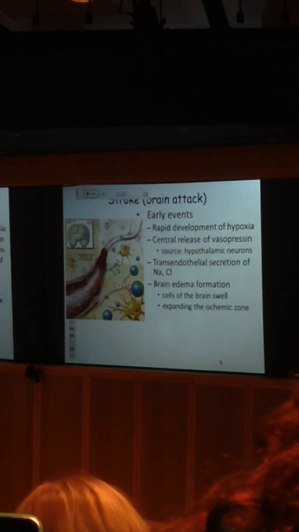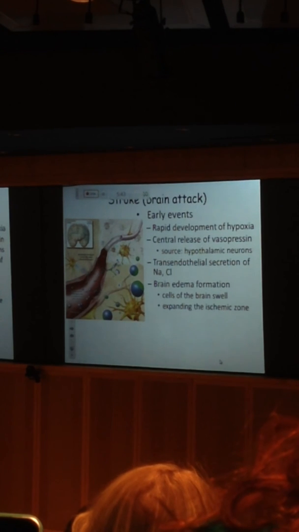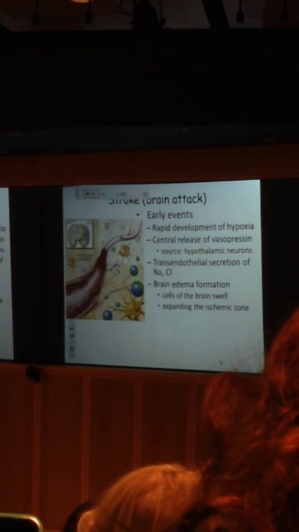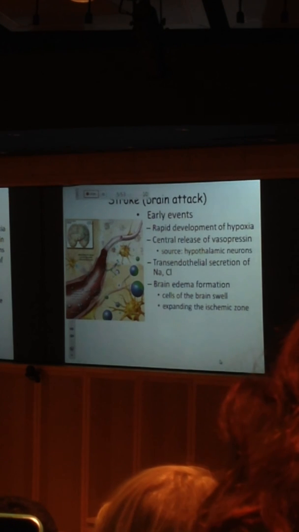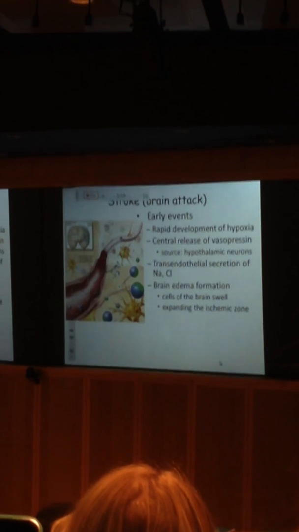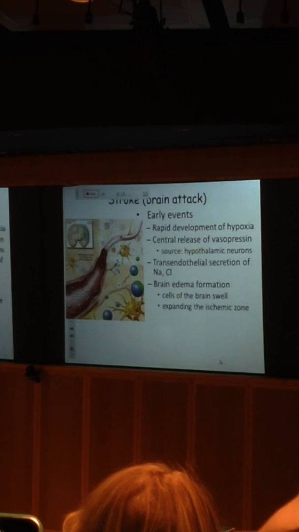So here are some early events. The early event is a rapid development of hypoxia, as we just talked about. And then we also have the central release of vasopressin. Have you heard about vasopressin before? Okay, this is a neurotransmitter or hormone, whatever you call it, released by the hypothalamus. And then it reaches the regions systemically, and what it does is actually try to retain water. The signal received is that the body needs to retain water.